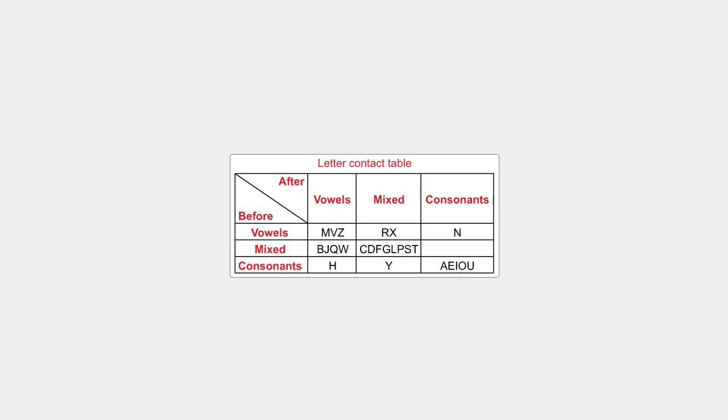The second phase is identifying individual letters. The following letter contact table shows the contact characteristics for the letters of the English alphabet. A different language would have different characteristics. For example, the letters M, V and Z are most often both preceded and followed by vowels, while the letter N is usually preceded by a vowel but followed by a consonant. I compiled this table using the English language corpus of the Gutenberg project.